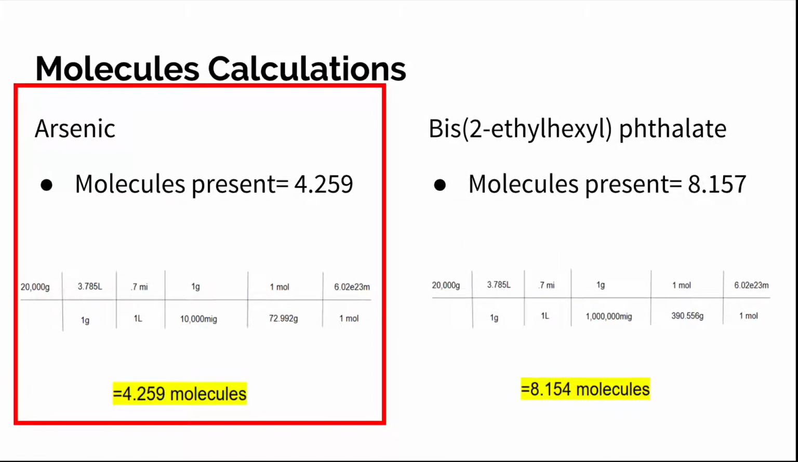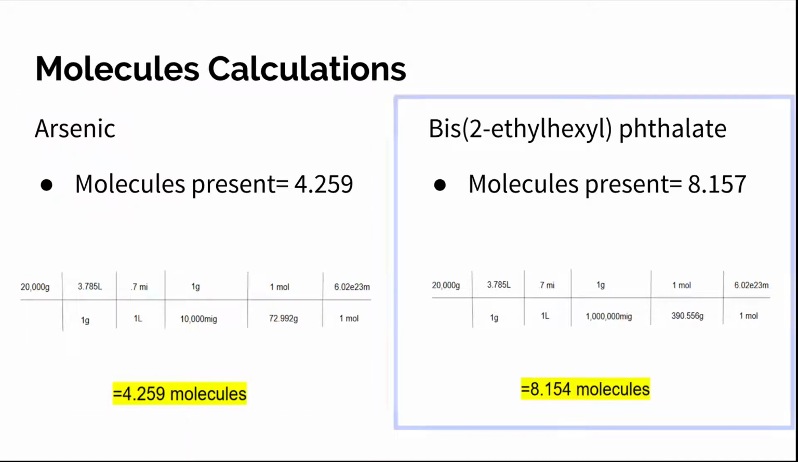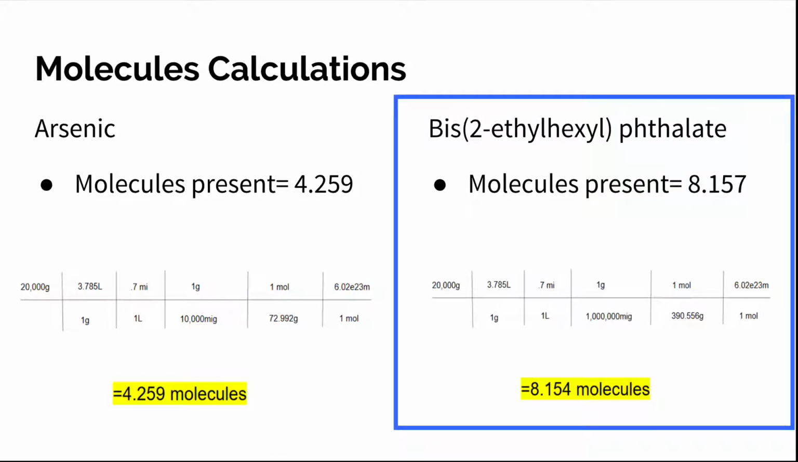And to find the molecules present, I converted from gallons to liters, then to micrograms to grams to moles, and finally moles to molecules to get 4.259 molecules present. There is 8.157 molecules present in my compound. To find that, I started with 20,000 grams and used dimensional analysis going from grams to liters, liters to micrograms, micrograms to grams, grams to moles, and moles to molecules.